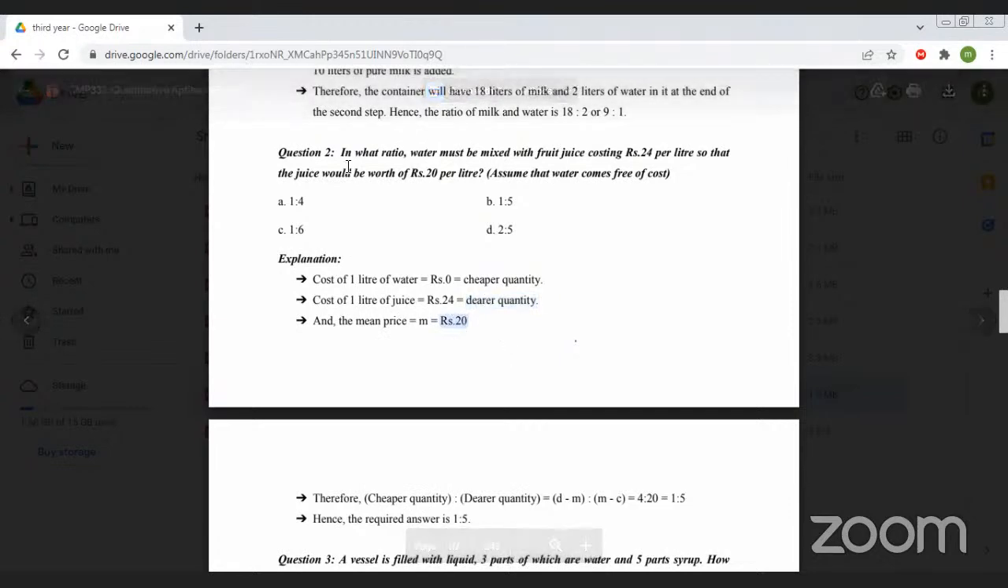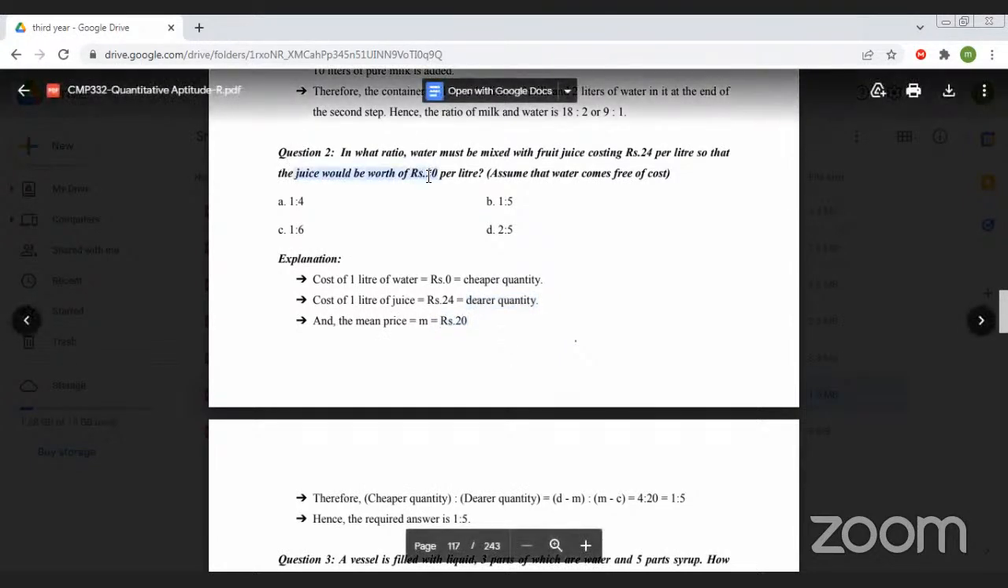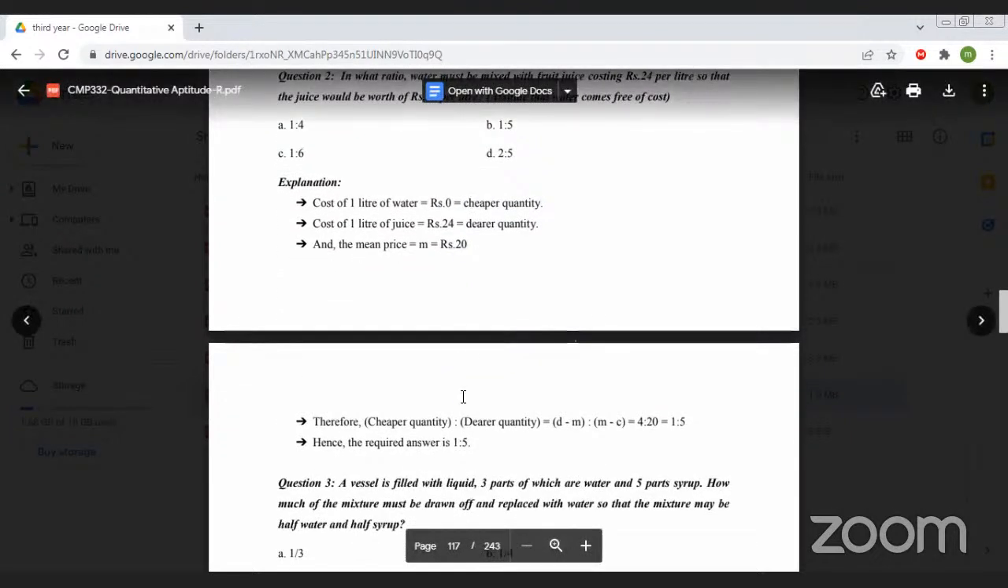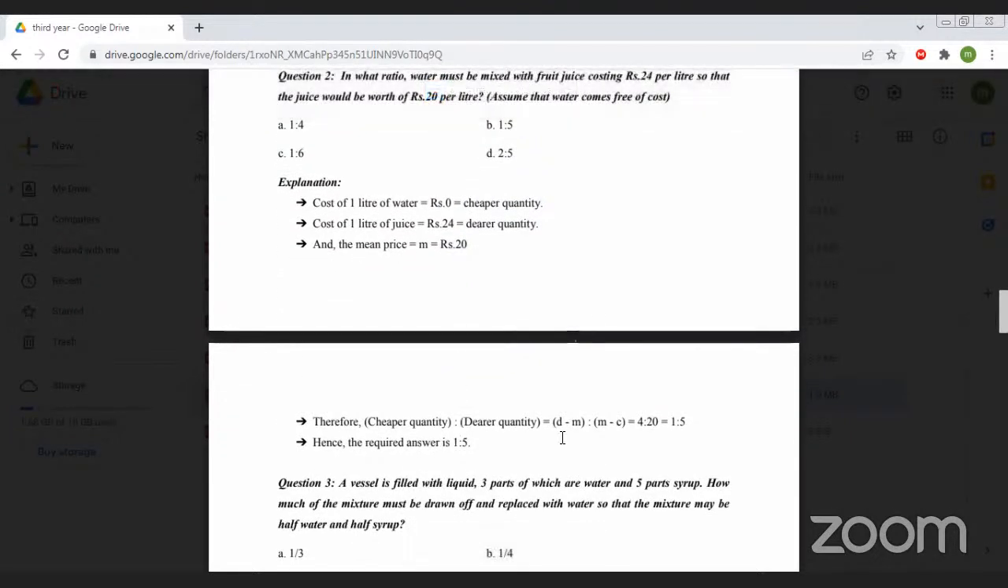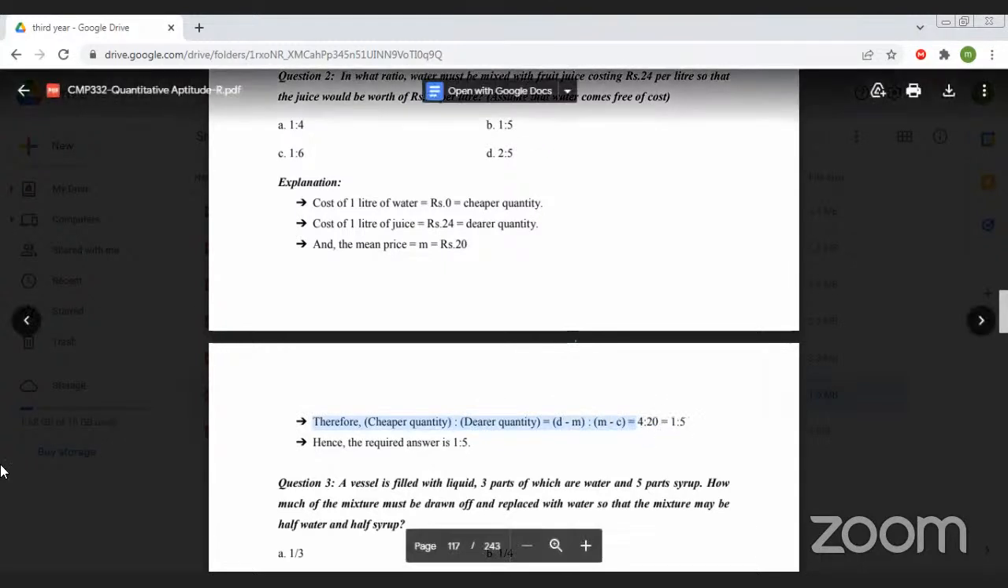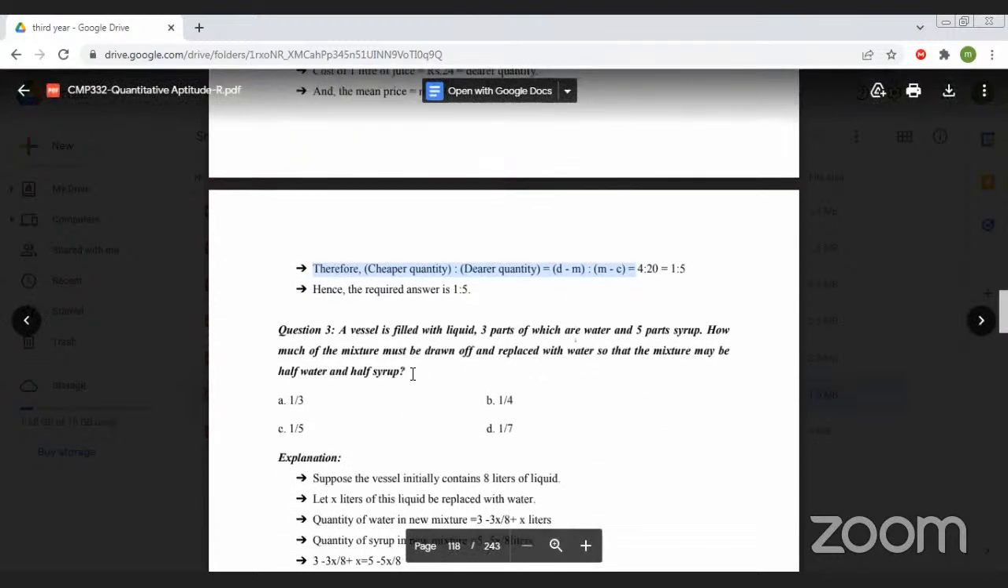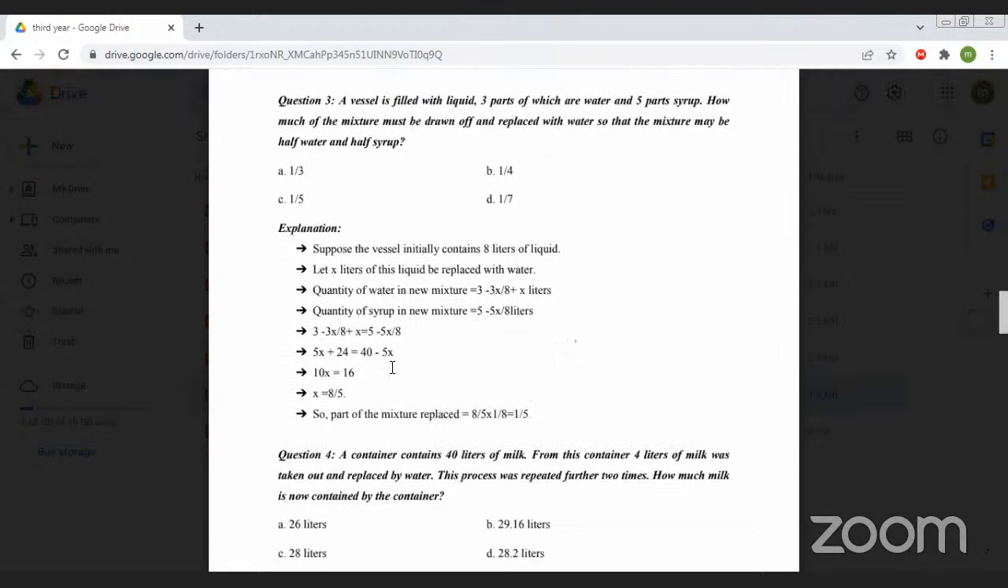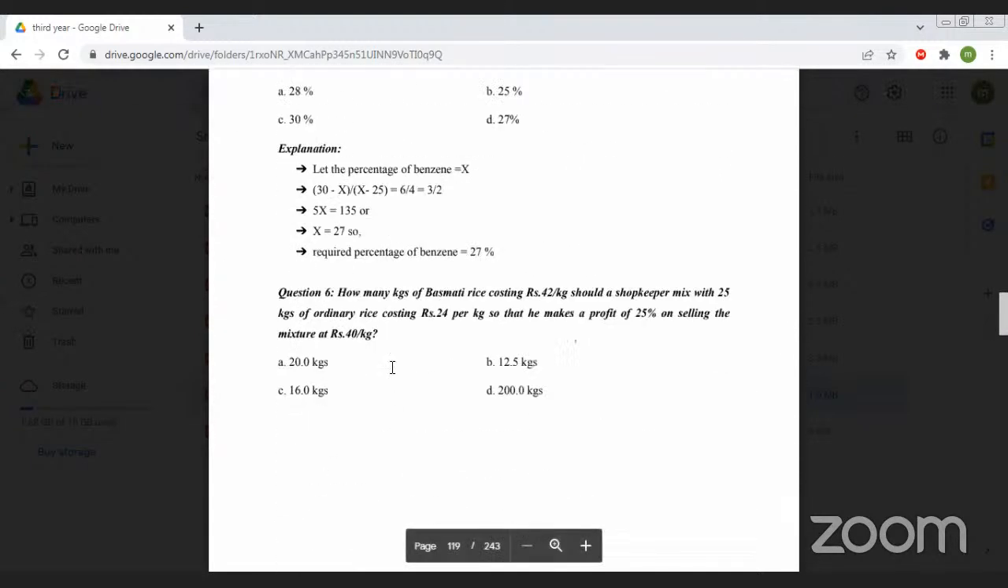how do you get 20? The juice would be worth 20. So that becomes your mean price. So cheaper is to dearer equals what? D minus M is to M minus C. So this is the formula which you have to keep in mind. So that becomes 4 is to 20. So it is 1 is to 5. Understood how to solve the sums? Yes, students.